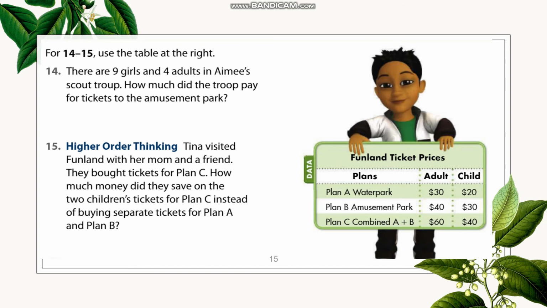For question number 14, there are 9 girls and 4 adults in Amy's scout troop. How much did the troop pay for tickets to the amusement park? So 9 girls, that is considered a child. So there are 9 girls and 4 adults. For the amusement park, adult is $40 per head, and child is $30 per head. So 9 multiplied by $30, and the other one is 4 multiplied by $40.